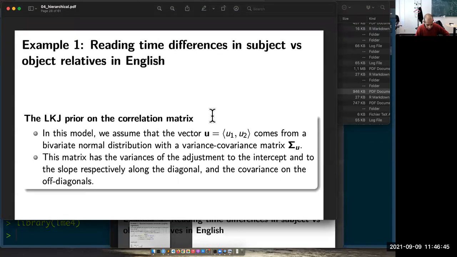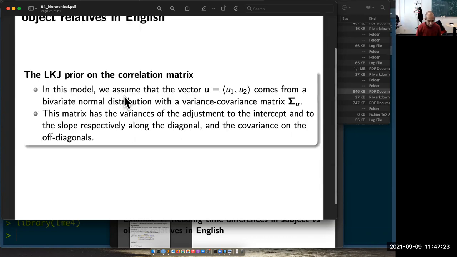Okay, so the LKJ prior will be defined on the correlation, and more specifically, what Stan and brms do is that the LKJ prior is actually defined on something called the correlation matrix. Now, the correlation matrix is implicitly present in the variance covariance matrix, right? If you think about the variance covariance matrix, what does it contain? On the diagonals, it contains the variances. On the off diagonals, it contains the covariances, which include the correlations.